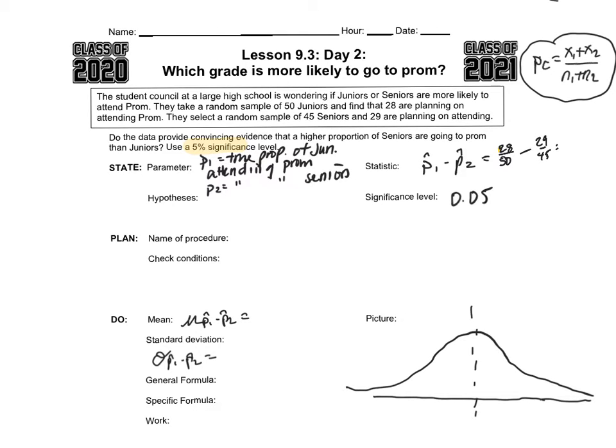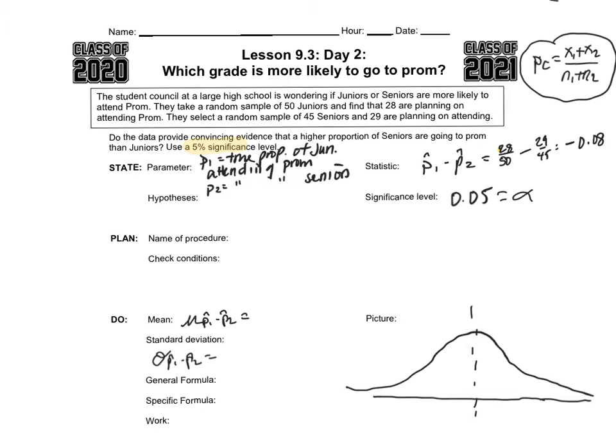And when I do that subtraction, I end up with 0.56 minus 0.64, which is negative 0.08. Okay, and our significance level from the problem, which is already pre-highlighted, which is alpha, is equal to 0.05.